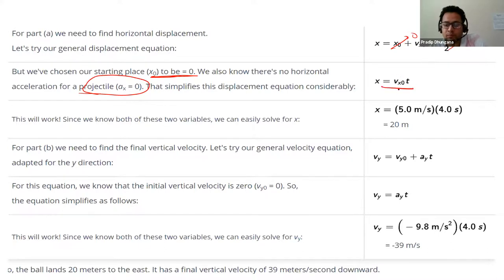Now let's plug in those values and solve it. 5 times 4 is 20, so 20 meters. So the horizontal displacement is 20 meters, or the ball lands 20 meters east from the apartment. I'll pause here for some time. If you have any questions up to this part, please let me know. And if you understand it, please give me a thumbs up so that I can move to the section where we have to find vertical velocity.